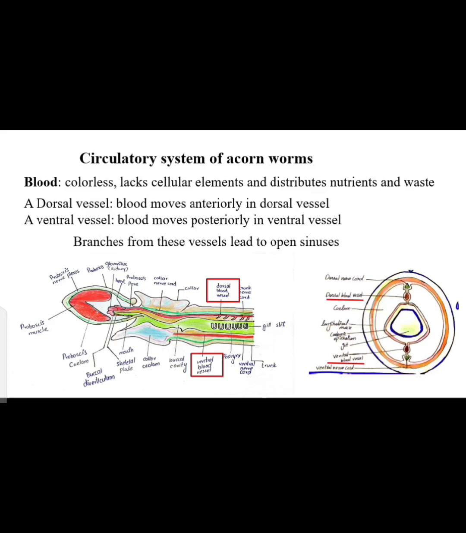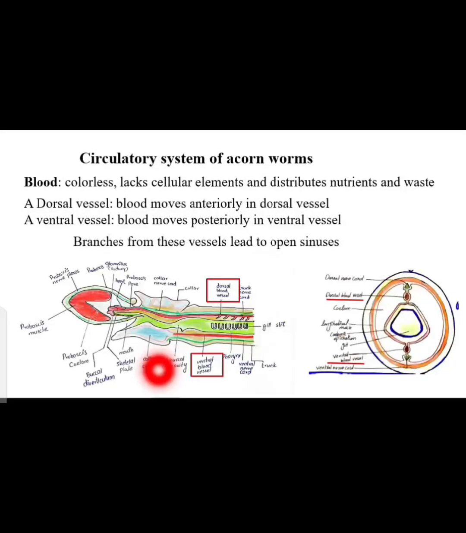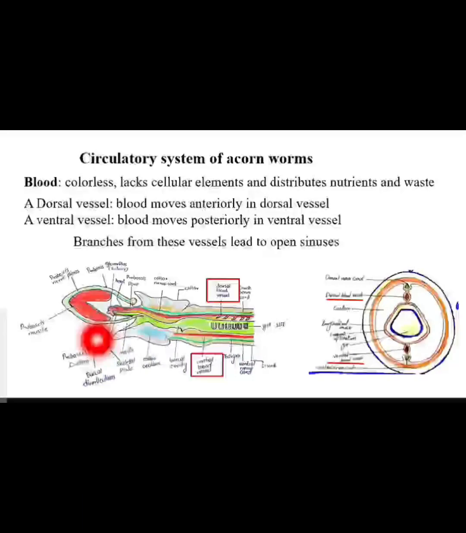Blood vessels include a dorsal vessel and a ventral vessel. Blood moves anteriorly in the dorsal vessel whereas it flows posteriorly in the ventral vessel. Branches from these vessels lead to open sinuses. The kidney-heart complex or heart vesicle is located near the proboscis coelom. It is pulsatile in nature and helps in pumping blood. So, the circulatory system of acorn worms includes dorsal and ventral vessels and a dorsal heart.